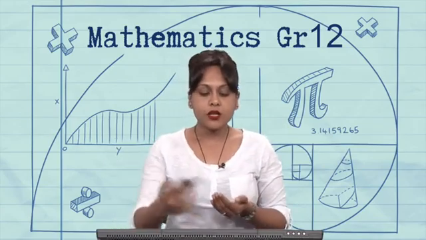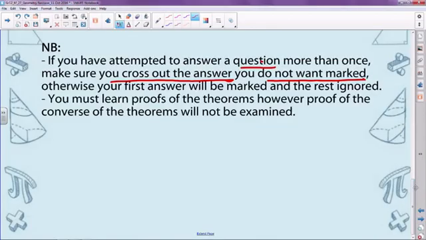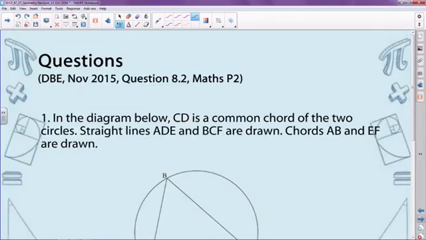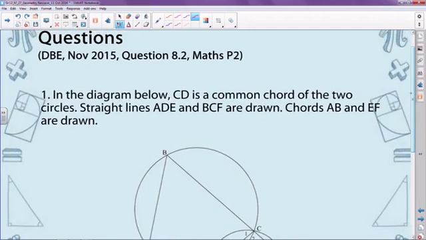All right. You must learn proofs of the theorems. However, the converse of the proofs will not be examined. You need to understand what those converses say, but you won't be asked to prove a converse theorem. Okay, so the best way to learn geometry is to do geometry. So this is the first question for today.